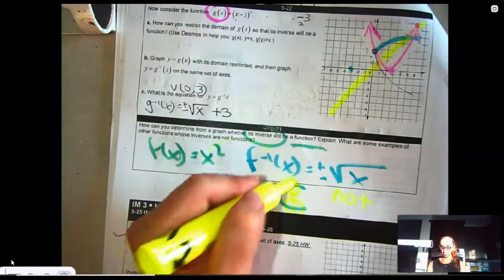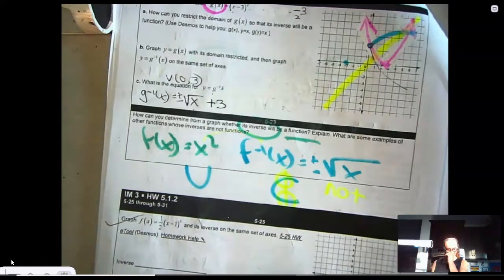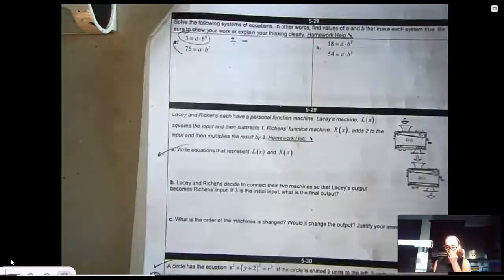Now, a function is something where when you put a vertical line, it touches only once. If it touches twice, it's not a function. Okay? Doesn't mean you can't do it. It just means it's not an adequate machine.